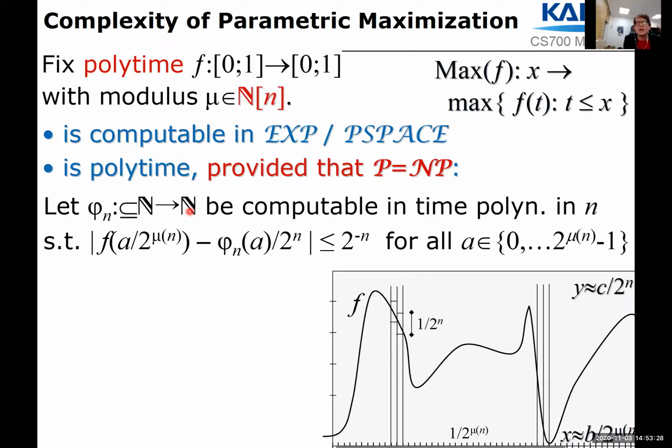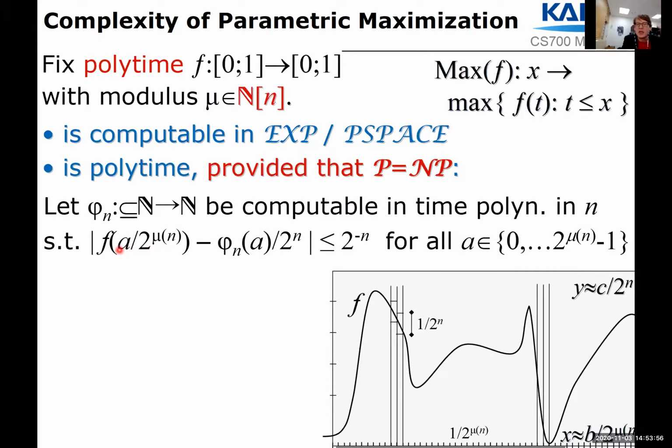And more precisely, since we know the modulus of continuity of that function, we know what order dyadic rationals are sufficient and necessary for the argument approximation, and what order dyadic rationals are sufficient and necessary for the value approximation. And the answer is, well, for the argument, we need dyadic rationals of order 2 to the mu of n.